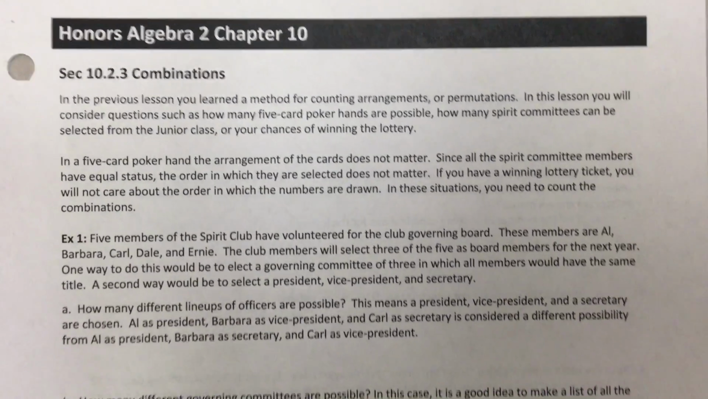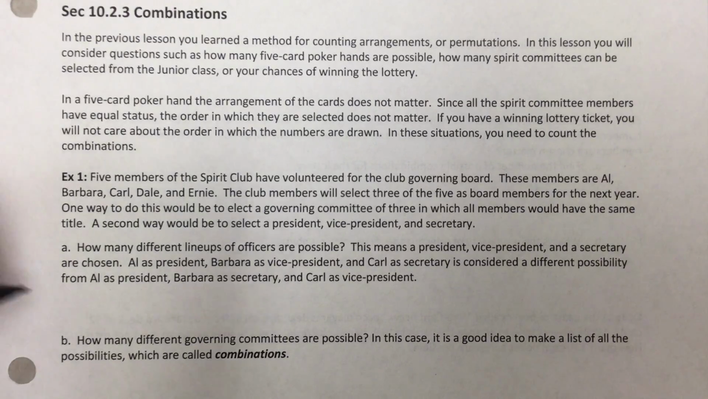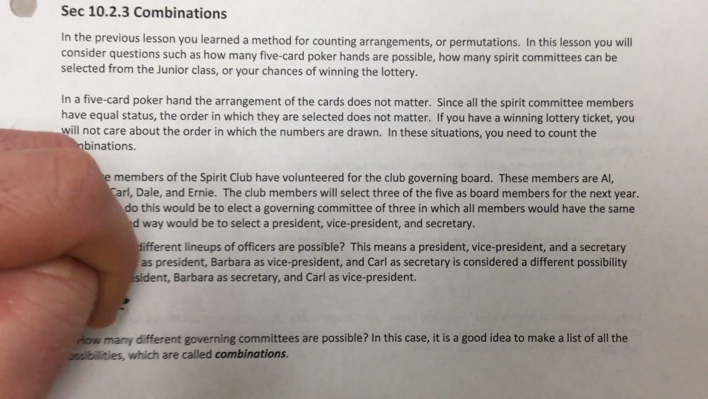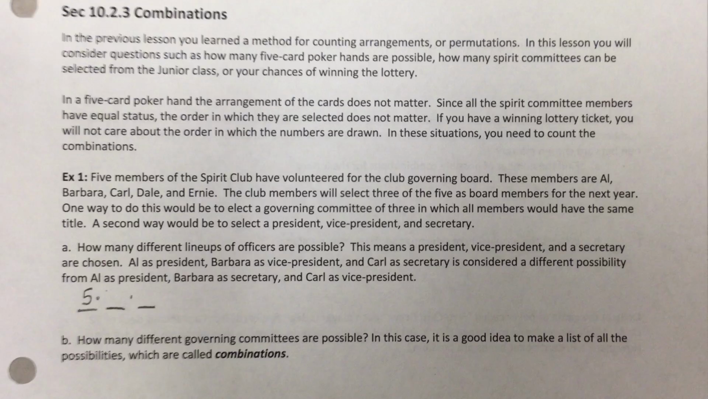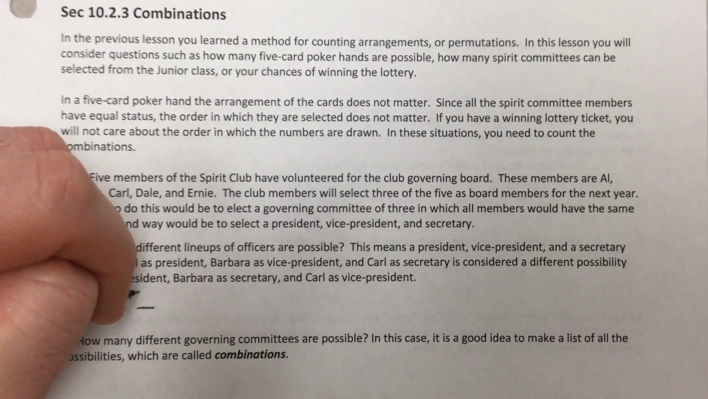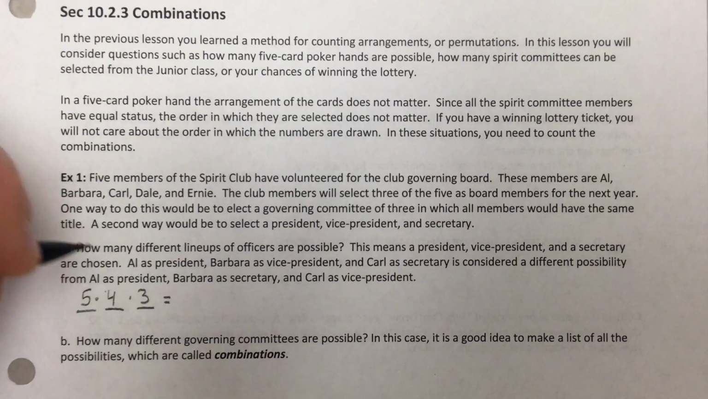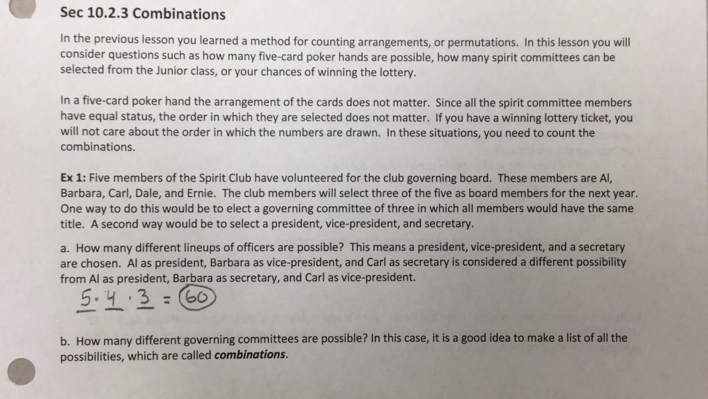So, how many ways are there to do this? Well, since the order matters and you can't repeat, this would be a permutation. So we can either use a decision chart or a permutation. There are 5 people that could be president, 4 people for vice president, and 3 possible people for secretary, which would be a total of 60 different ways that we could do this.